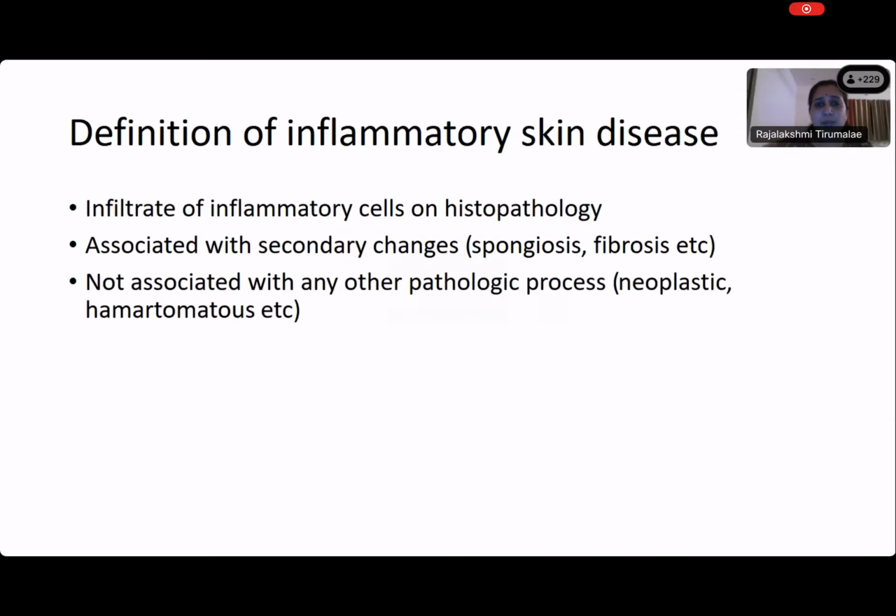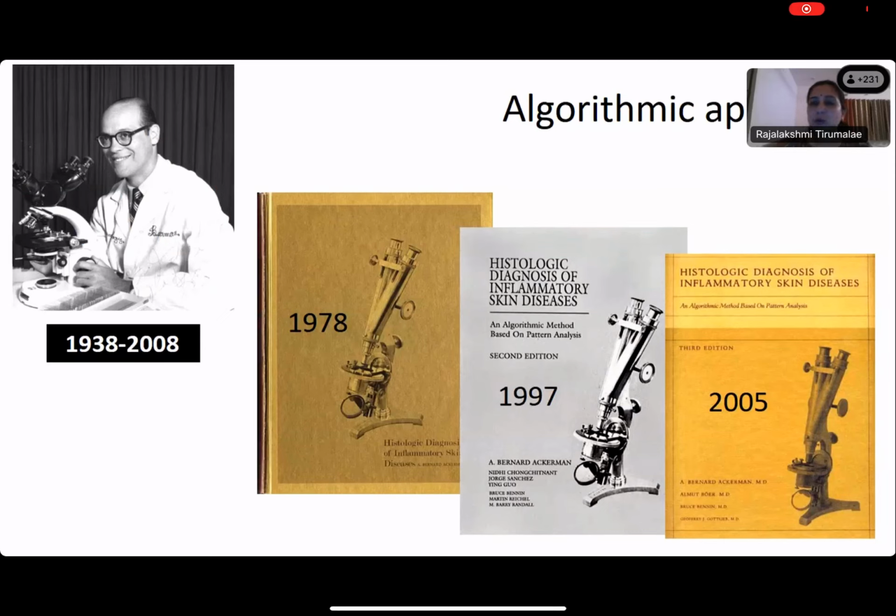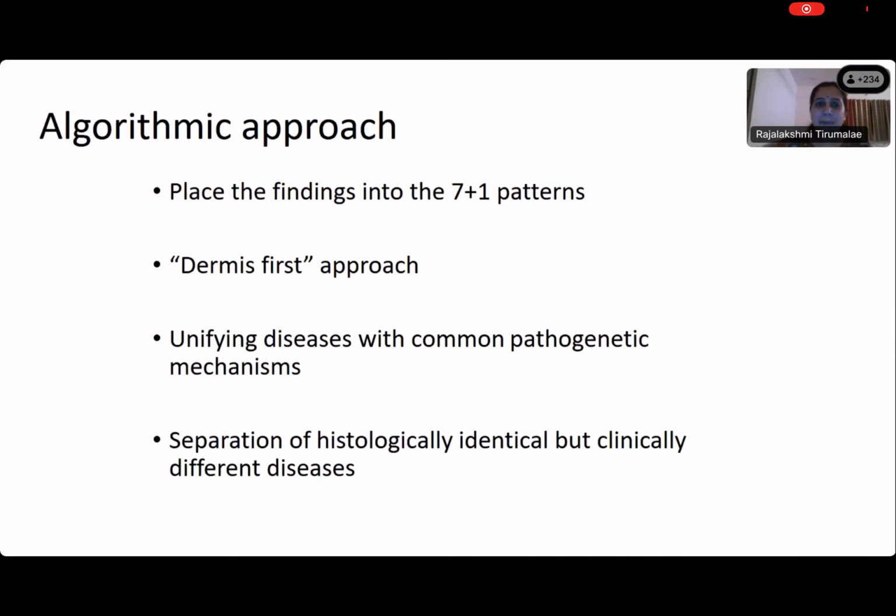Having known the definition, there are a lot of ways of classifying inflammatory skin diseases, but perhaps the most popular approach, and the one which works almost every time, is the algorithmic approach, which was pioneered by Dr. Bernie Ackerman. So this is what we're going to be using today. Dr. Ackerman refined this approach; the last book that he wrote, shortly before his death, was in 2005. According to this, there are 7+1 patterns: 7 patterns which belong to the skin and 1 pattern which belongs to the subcutis.